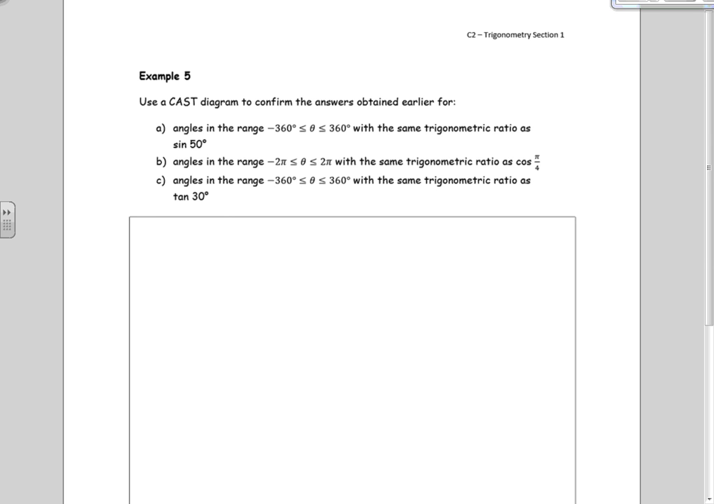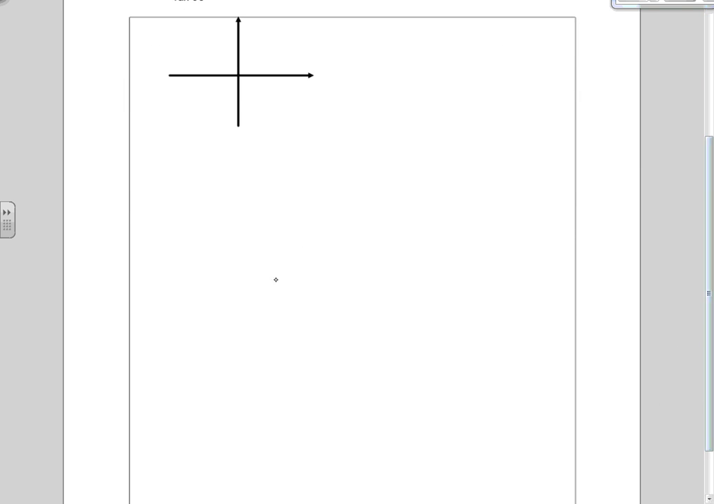C2, Trigonometry, Section 1, Example 5, Part A, B and C. So each one of these is repeating what we've done in the last examples, finding sine of 50 and then examples 3 and 4, but this time using the CAST diagram instead of drawing the diagrams of each of the curves. So for each one of these, I'm just going to do a quick CAST diagram.